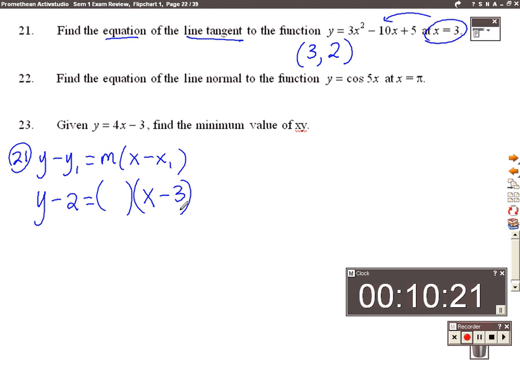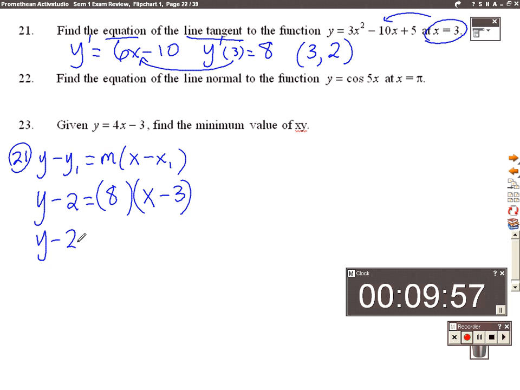Now for the slope, I need to find the derivative of the function. So y prime would be equal to 6x minus 10, and I need the derivative at 3, so I'll substitute 3 into my derivative. 3 times 6 is 18. 18 take away 10 would be 8. So the derivative at 3 would be 8, so that's my slope. My equation is y minus 2 equal to 8 times x minus 3. Since part of your exam is multiple choice, this could be in slope-intercept form where they distribute the 8 and move the 2 over, but that's not a big deal for you guys.